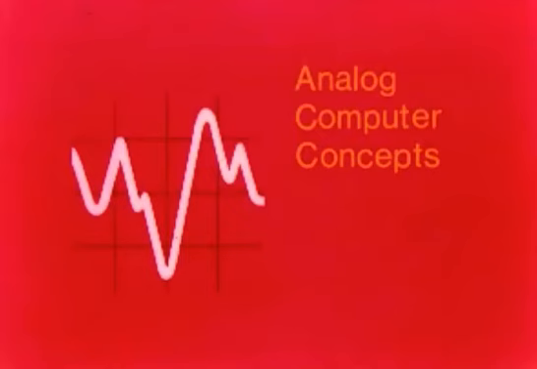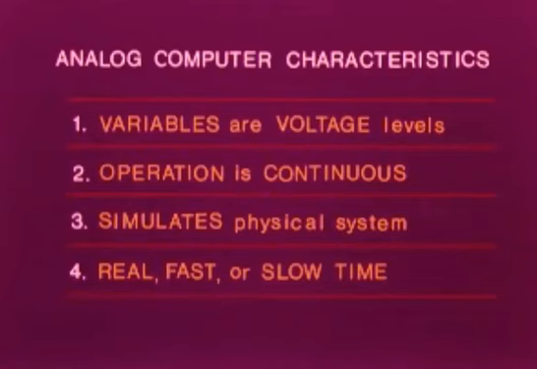At this point in our study of the analog computer, it would be beneficial to compare it with other types of computers. To first summarize the basic analog concepts. Analog computer variables are voltage levels between plus and minus reference, normally measured to 4 decimal places, and are directly proportional to the problem variables. Analog operation is continuous, with all components operating simultaneously and in parallel. The computer simulates the system under study. It may be operated in real, fast, or slow time.